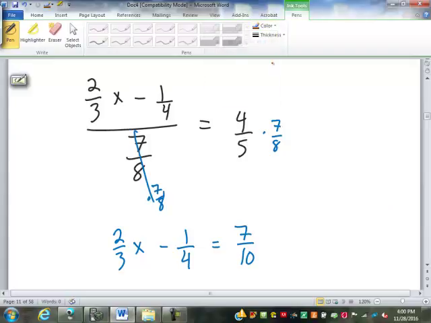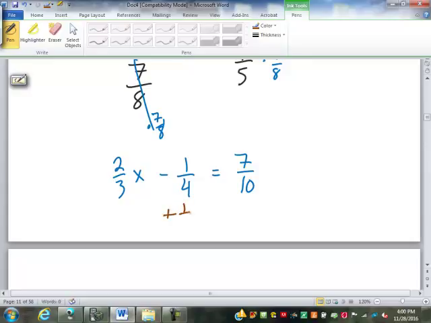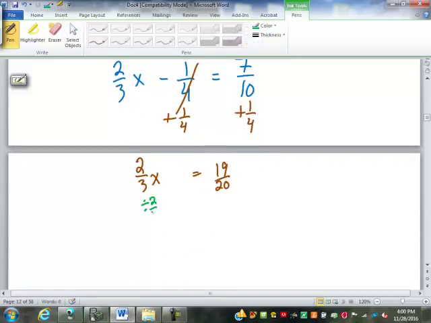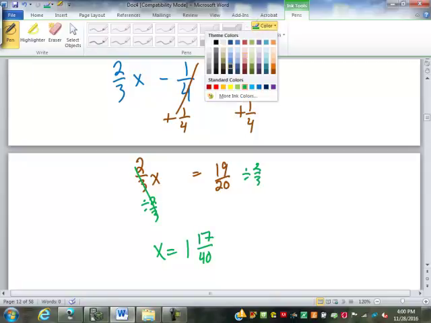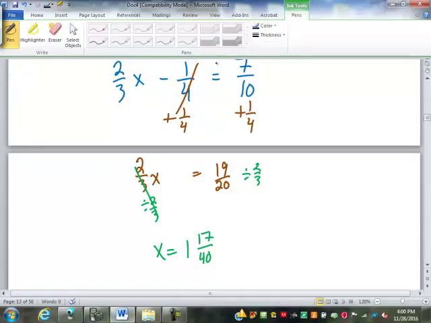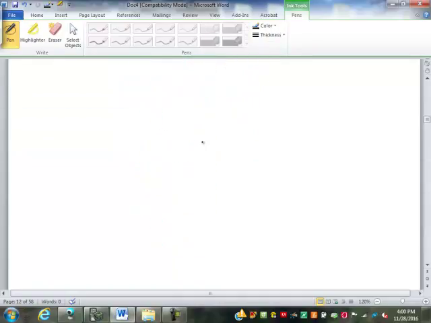Now that it's in this form, I can go ahead and add 1/4. Adding 1/4 to the 7/10 gives us 19/20. And then we can divide by the 2/3. X equals 19/20 divided by 2/3 is 57/40, or 1 17/40. Or 1.425 if you did it out as a decimal. So we can do the exact same things we did with our numbers, with fractions and decimals.